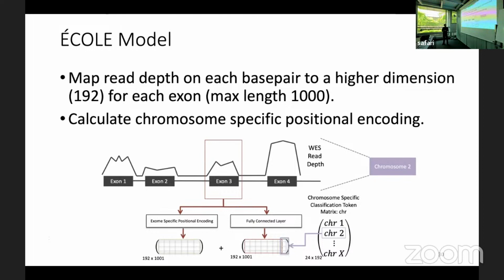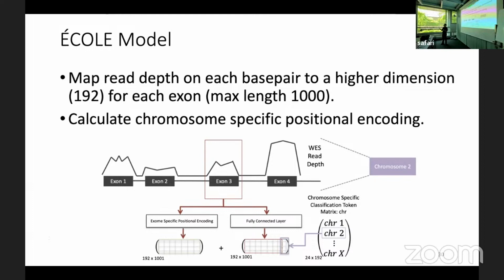And we calculate what's called a chromosome-specific position encoding, which is a hard-coded procedure. This is not learned. We calculate a coordinate for this exon, so that the model is going to know where this exon is within this chromosome. This is again from the computer vision literature within this transformer architecture. This gives the perspective to the model.